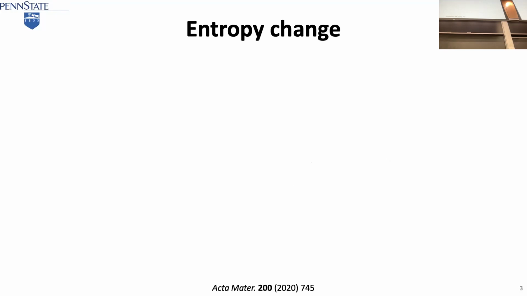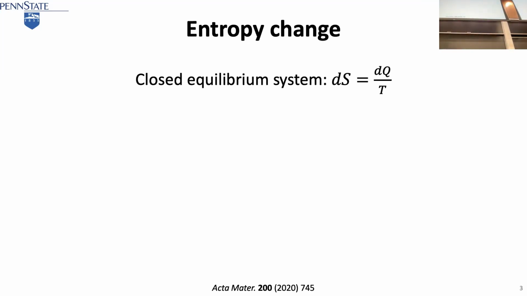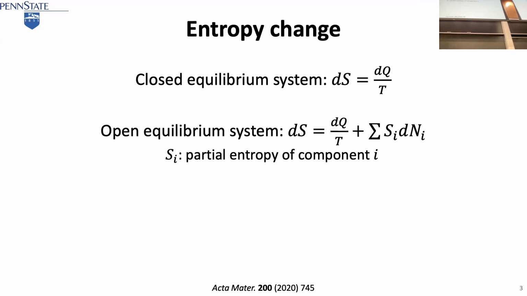So if you think about entropy change, we have learned it in thermodynamics. The first entropy change was defined by Clausius when the second law was discovered. You talk about a closed system at equilibrium, and the entropy change of the system is the heat added divided by the temperature. That's the first definition, and it's for a closed system at equilibrium. Now, of course, if the system is open, we have to add entropy into it. So now you have mass flow, you have entropy, right? So the second entropy you have is Si, the partial entropy of component i.